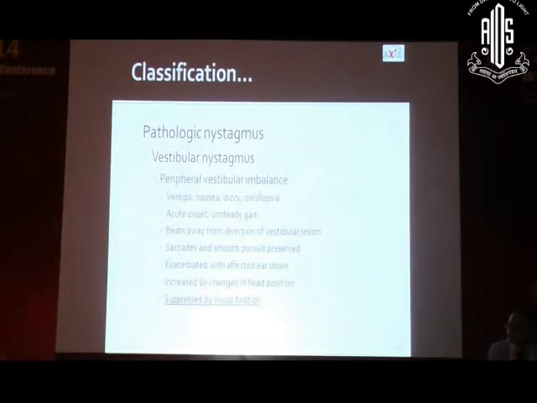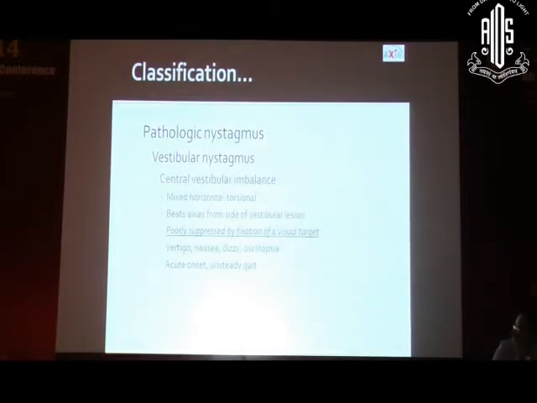Let's come to the first one, the peripheral vestibular imbalance. Now all these vestibular nystagmus will have vertigo, nausea, dizziness, oscillopsia, and all these problems. Usually they are of acute onset. The important thing about the peripheral vestibular imbalance is that it is suppressed by visual fixation. The central vestibular imbalance kind of the vestibular nystagmus is poorly suppressed by fixation of a visual target.